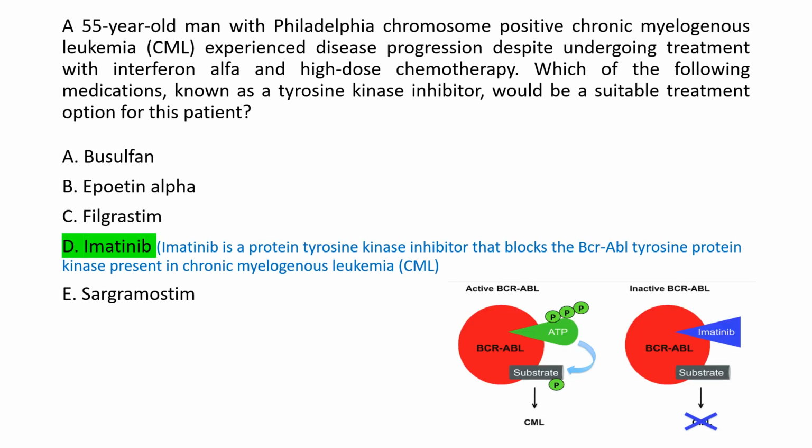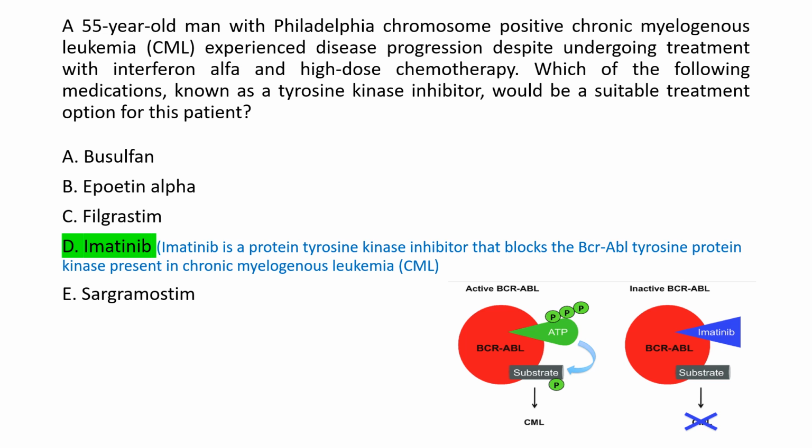Here the correct answer would be D, imatinib. And this is because imatinib is a tyrosine kinase inhibitor. It specifically binds to the BCR-ABL protein, blocking its ability to transfer phosphate groups to other molecules.